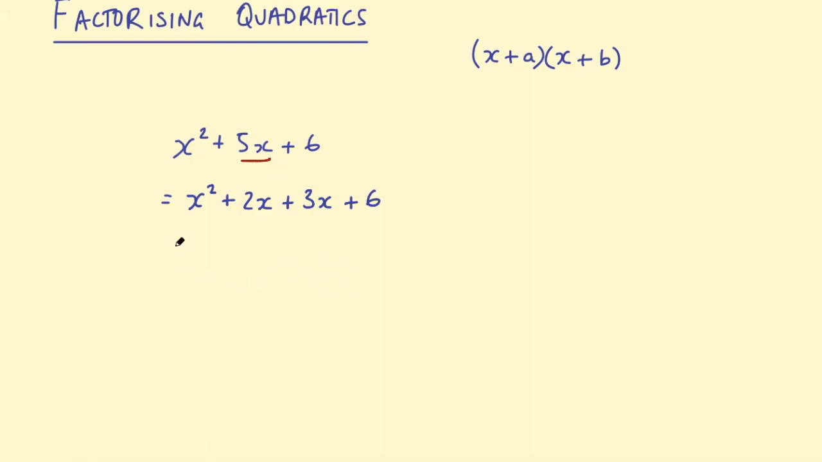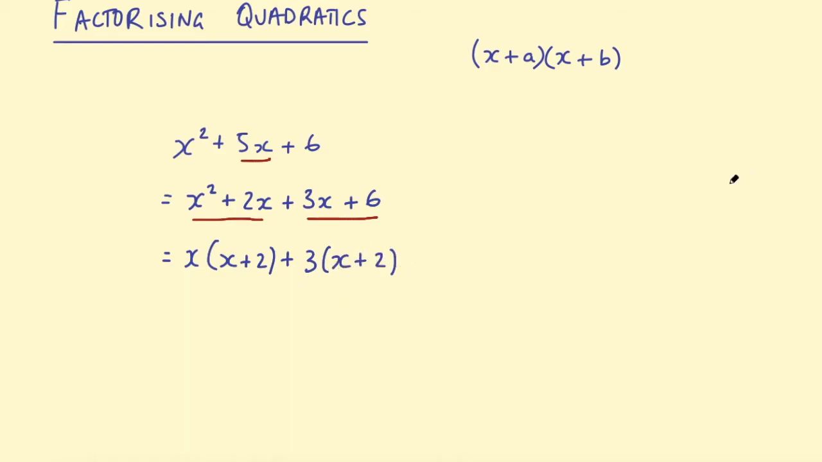And now what I can go ahead and do is factorize this first part of the expression and the second part. If I factorize this first part, the common factor here is x. So I take the x out and I'm left with x plus 2 in brackets. And then I'll factorize this second part of the expression. The common factor here is 3, so I take 3 out and I'm left with x plus 2 in brackets.